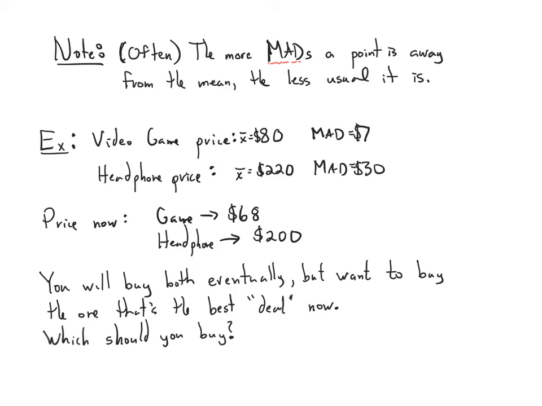Now, you're willing to wait to buy either one of them, or you just want to get the best deal on both. So you want the best deal on each one right now. Looking at this naively, you're thinking, well, if I buy the game at $68, I'm only saving $12. But if I buy the headphones at $200, I'm saving $20, so maybe I should get the headphones. But looking at the mean absolute deviations, let's see which one is actually farther away from the mean. So let's do that calculation.